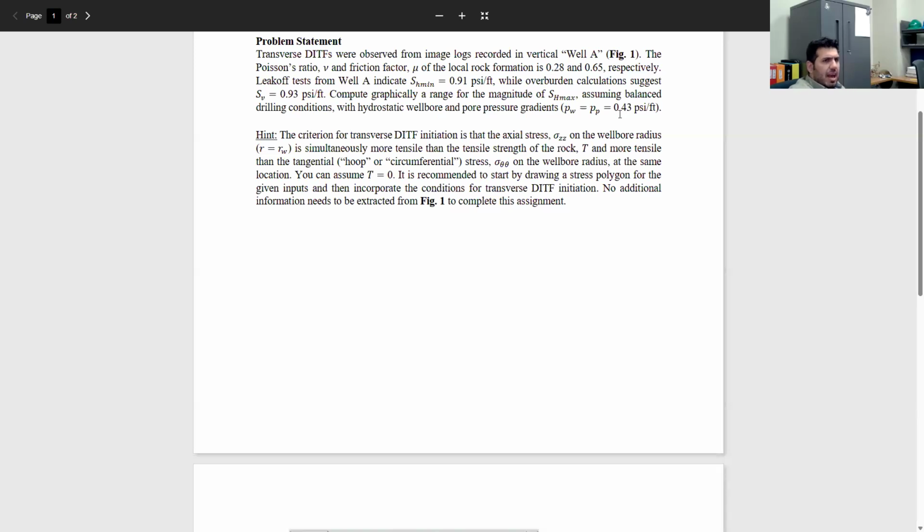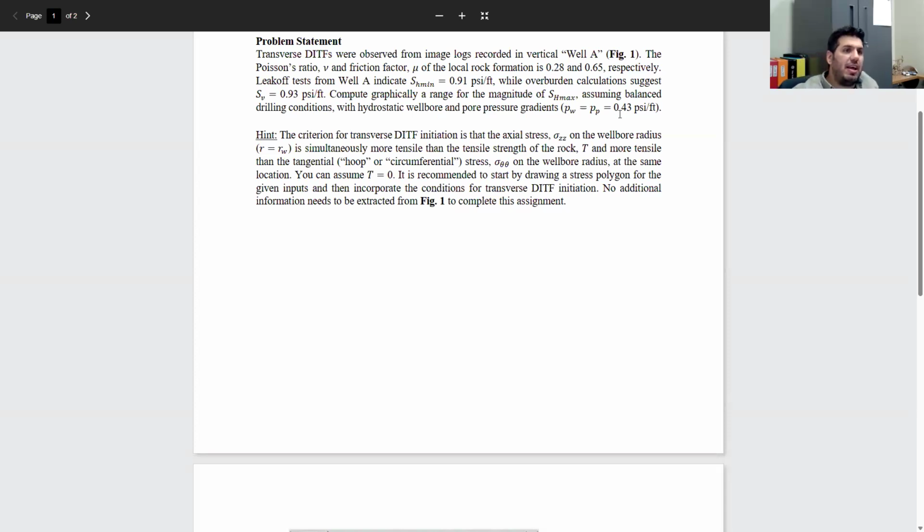Compute graphically a range for the magnitude of SH max, assuming balanced drilling conditions with hydrostatic wellbore and pore pressure gradients, Pw equals Pp, which is equal to 0.43 psi per foot. That means I'm giving you information, and I say you need to do it graphically. So you're gonna basically have to build a polygon and add some lines to it.